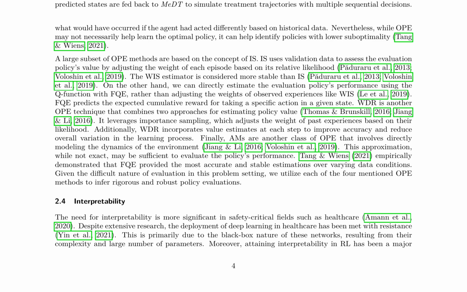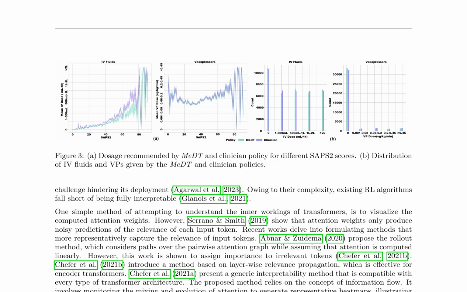Interpretability is a crucial aspect in safety-critical fields such as healthcare. Despite extensive research, the deployment of deep learning in healthcare has been met with resistance due to the black box nature of these networks. Attaining interpretability in reinforcement learning, RL, has been a major challenge. The authors acknowledge the need for interpretability and the limitations of current methods in this regard. The deployment of reinforcement learning, RL, algorithms in real-world applications, particularly in safety-critical domains like clinical decision-making, is hindered by their complexity and lack of interpretability.